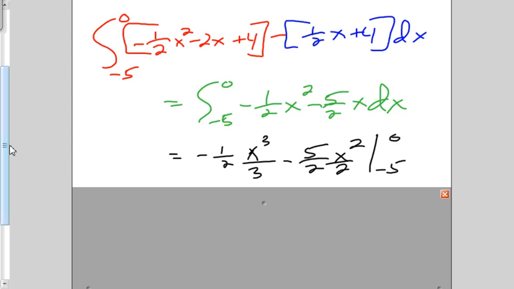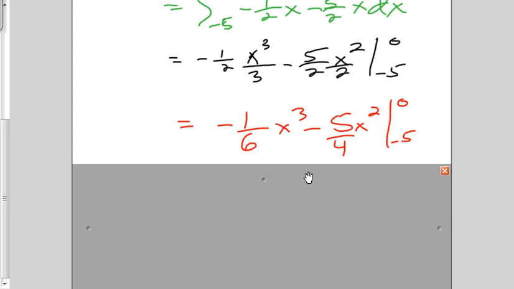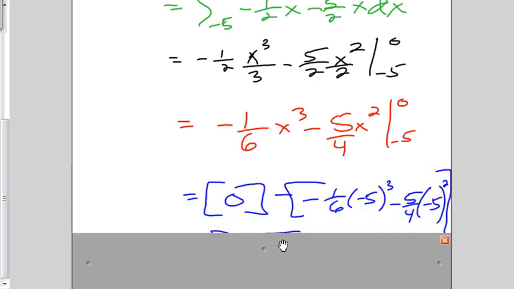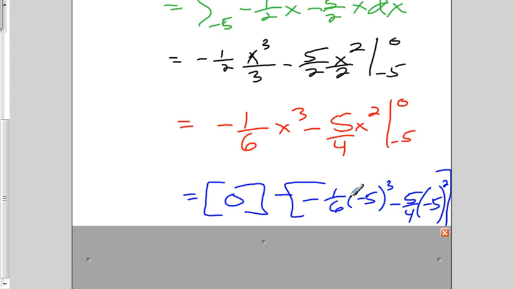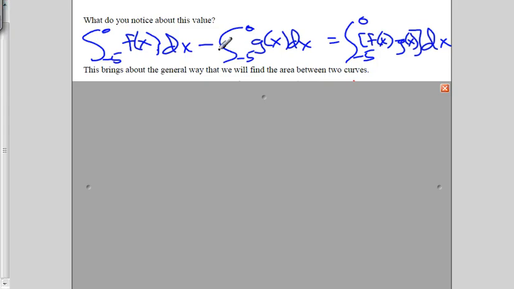We're going to evaluate with the fundamental theorem of calculus, but let's simplify this first. Okay, and now when I put in the upper interval first, I'm going to get 0. And then when I put in negative 5 to replace x, let's do that on the calculator. And notice what we get. We get the exact same solution. So let's write that down in the next step.